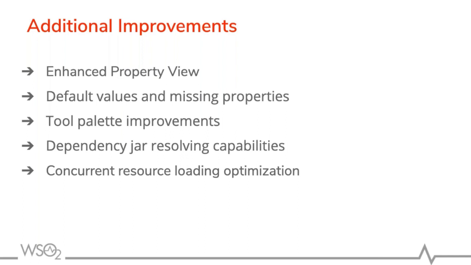And then we have improved on dependency jar resolving capabilities. What this basically means is that, if you have, let's say, a DB report mediator or a DB lookup mediator where you have to interact with a particular database, we provide you the capability of downloading the relevant jar, the relevant connector, within the integration studio itself. Then we have worked on concurrent resource loading optimization, so that the performance is improved, and you can switch through the panes as soon as possible.